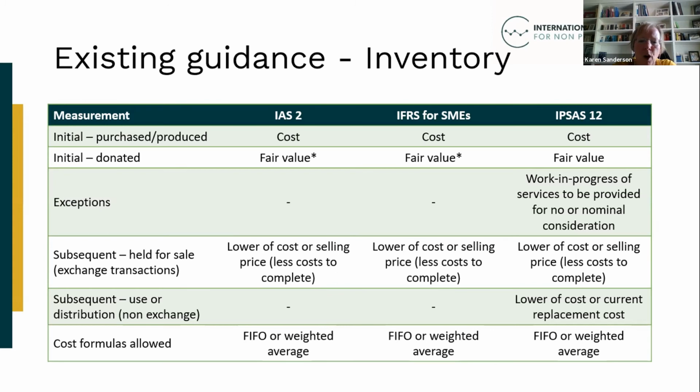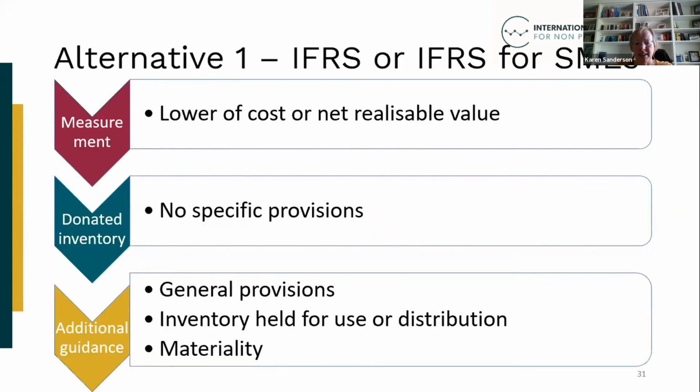So alternative one is based on IFRS or IFRS for SMEs. And under these standards, as I've just explained, inventory is measured at the lower of cost or net realizable value. There is no specific provisions for the measurement of donated inventory or inventory held for use or distribution. And so the main standard would need to be followed.